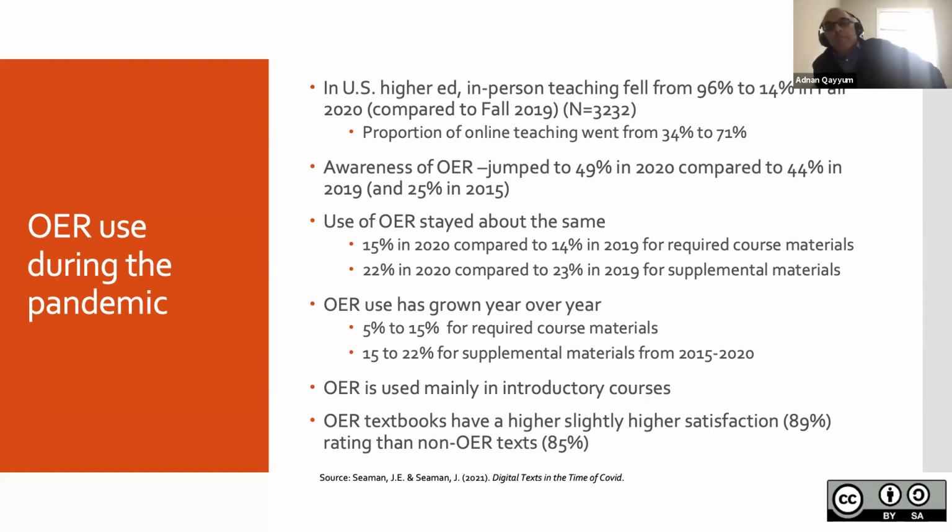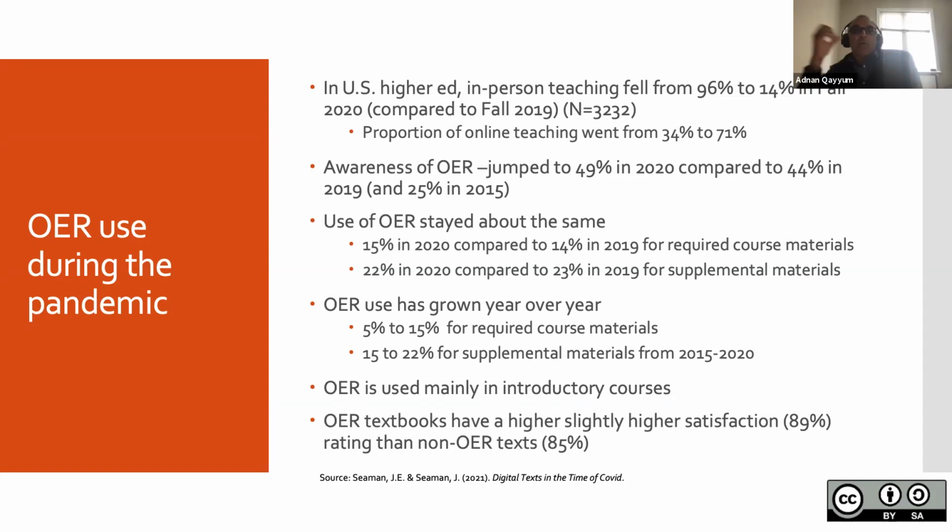It was at 25% in 2015, but OER use has stayed pretty much the same. So it's moved up from 14% of academics using it as their main course materials to 15% in 2020 from 2019. So there has been an increase in awareness of OERs, but not an increase of use. And in the study that they looked at, they said the main rationale was because people were so concerned about the immense number of changes taking place in their courses that they didn't want to also change all of their content and course materials as well.